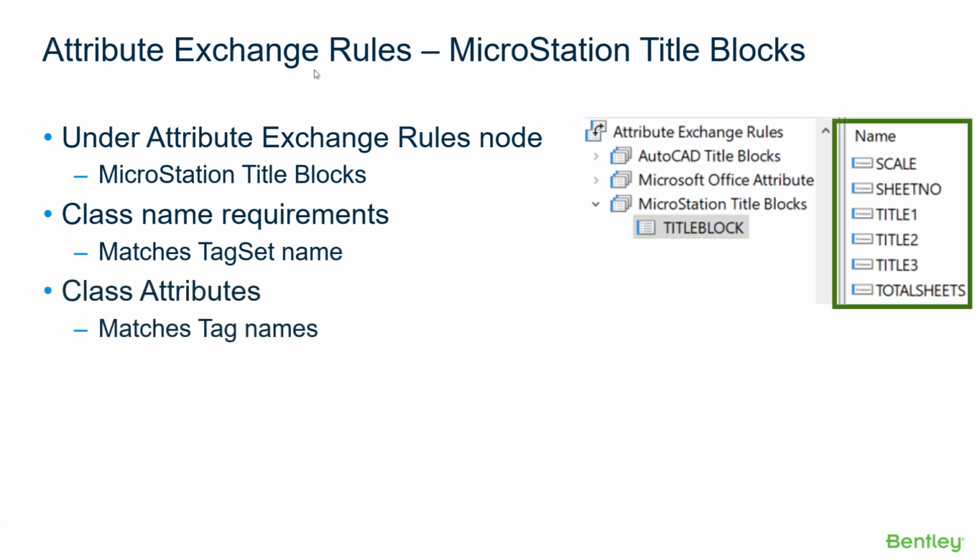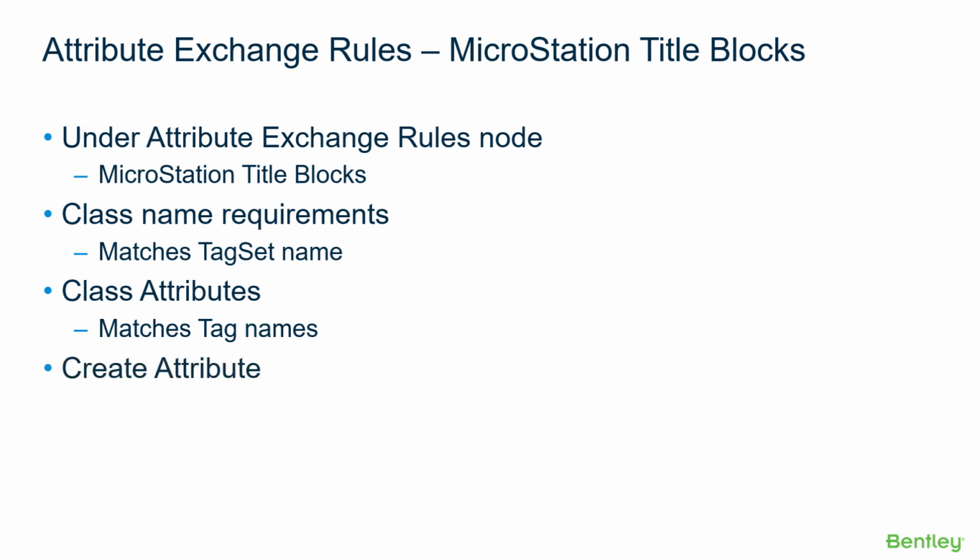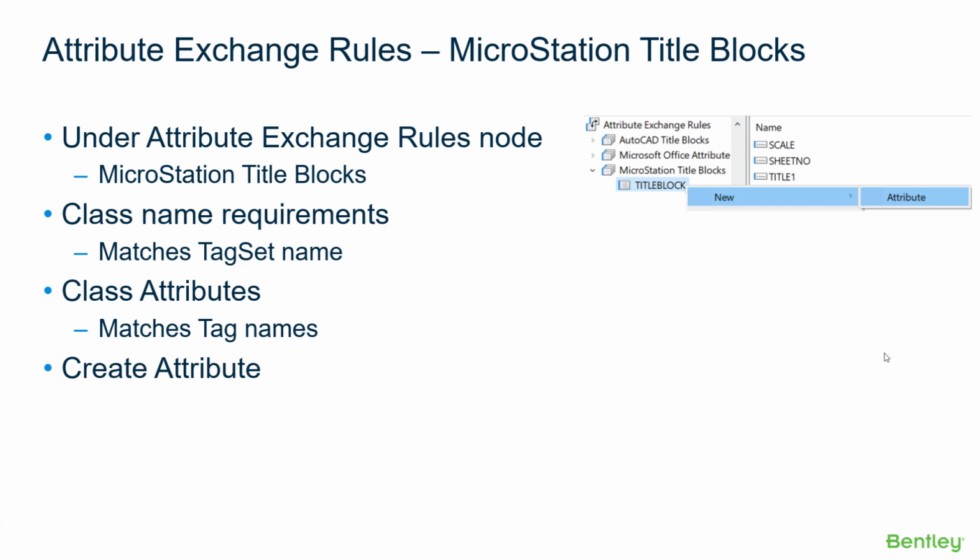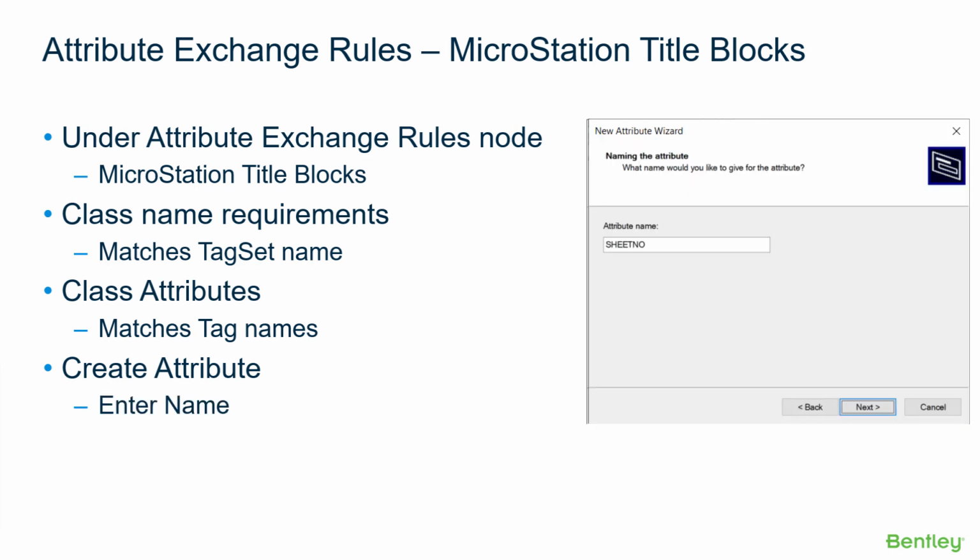The attributes contained in the MicroStation Title Blocks class must match tag names in the tag set that matches the class name. To create an attribute, right-click the Attribute Class node representing the tag set. Choose New Attribute to kick off the attribute wizard. Enter the name of the attribute, for example, Sheet NO. This will be the name of the tag in the tag set.